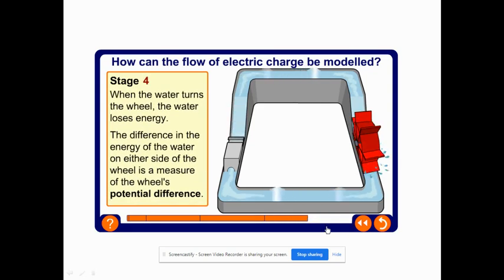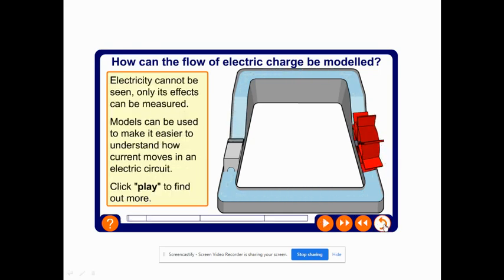This is saying the difference in the energy of the water before the wheel spins and after the wheel spins is the wheel's potential difference. This is also known as voltage, and it's telling you how much energy that wheel is using. In an electric circuit, say we had a bulb, you would measure the amount of energy going in before the bulb, the amount of energy going in just after the bulb, and then the difference is how much energy that bulb has used.